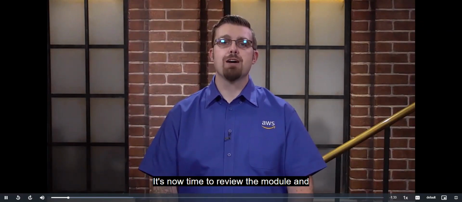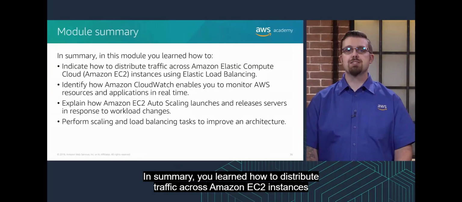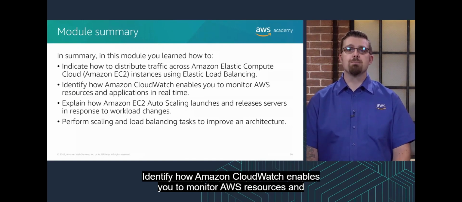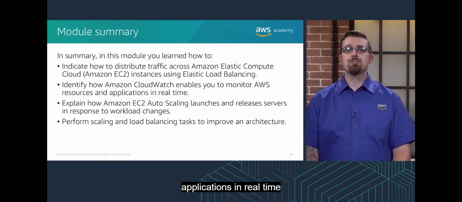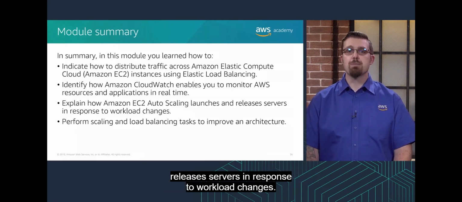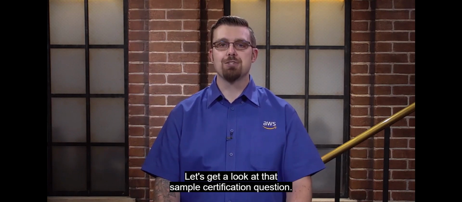It's now time to review the module and wrap up with a discussion of a practice certification exam question. In summary, you learned how to distribute traffic across Amazon EC2 instances using Elastic Load Balancing. Identify how Amazon CloudWatch enables you to monitor AWS resources and applications in real time. You can explain how Amazon EC2 Auto Scaling launches and releases servers in response to workload changes. You can perform scaling and load balancing tasks to improve an architecture. Great work! Let's get a look at that sample certification question.